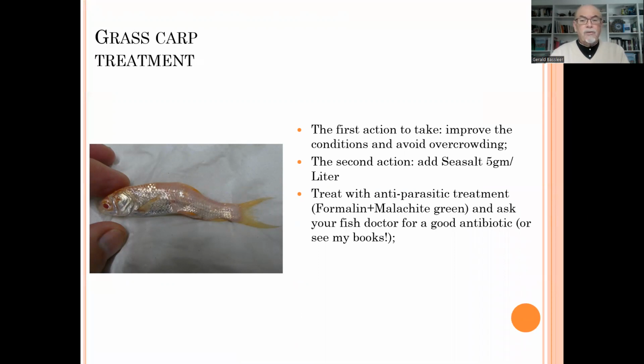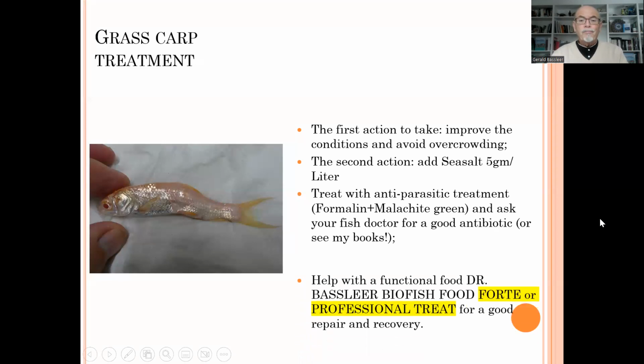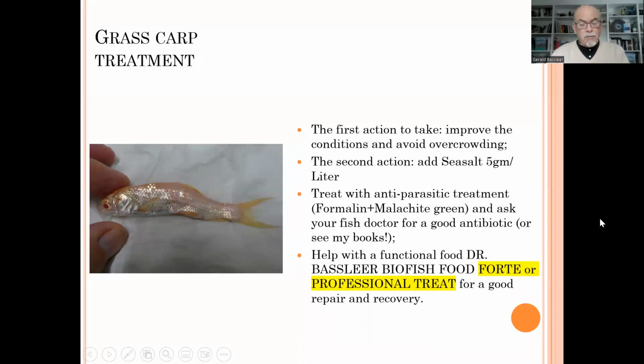Then you should start a treatment with an anti-parasitic treatment like Formalin+Malachite green, or ask your shop for a good treatment. Maybe also an antibiotic or an antibacterial treatment. Ask your fish doctor, or see also my books. At the same time, you can help with a functional food for good repair and recovery. We would recommend Dr. BASSLEER BIOFISH FOOD FORTE or our professional treat.